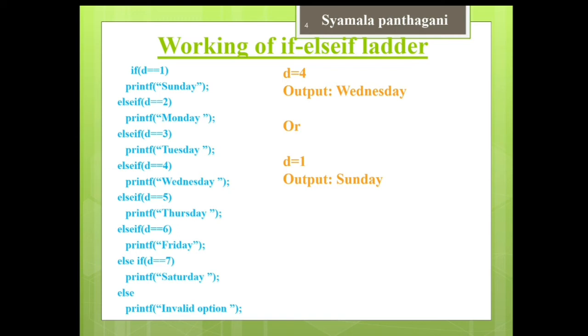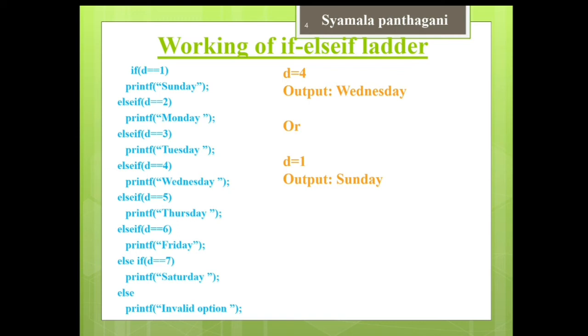4 is equal to 2. No, that is also false. Again it comes to the next condition. 4 is equal to 3. Is it true? No. That's why it again comes to the fourth condition. 4 is equal to 4. Is it true? Yeah, this is true. That's why it just goes to the body of that condition. Here we have written Wednesday. That's why the compiler just prints that message which is enclosed between these double quotations. Here I have written Wednesday, that's why the output is Wednesday.